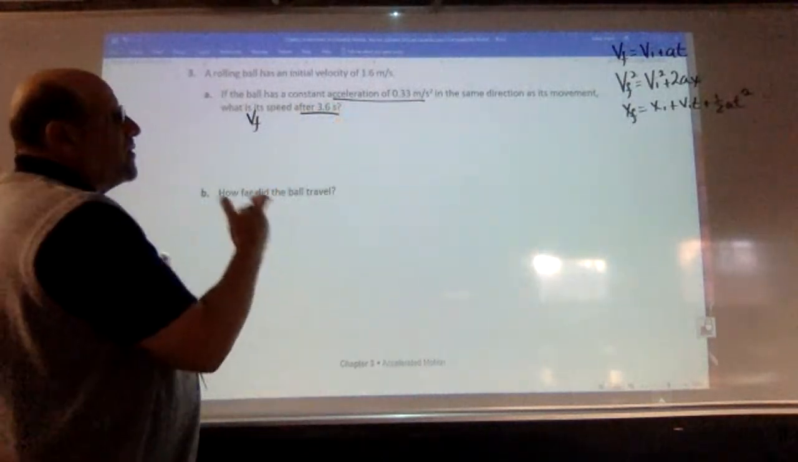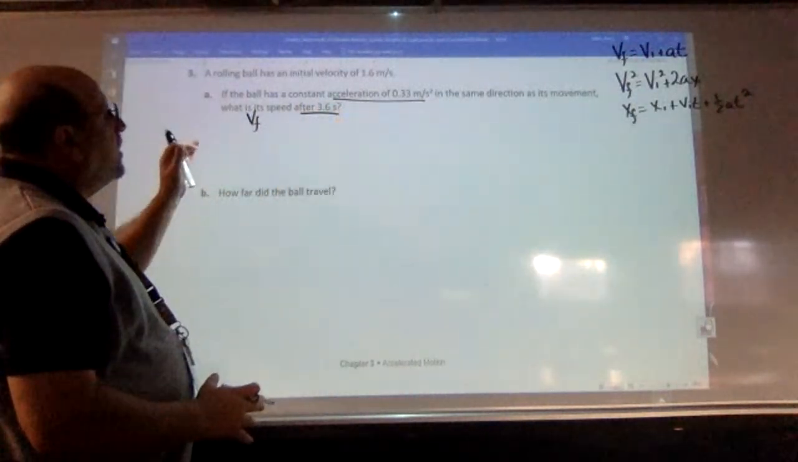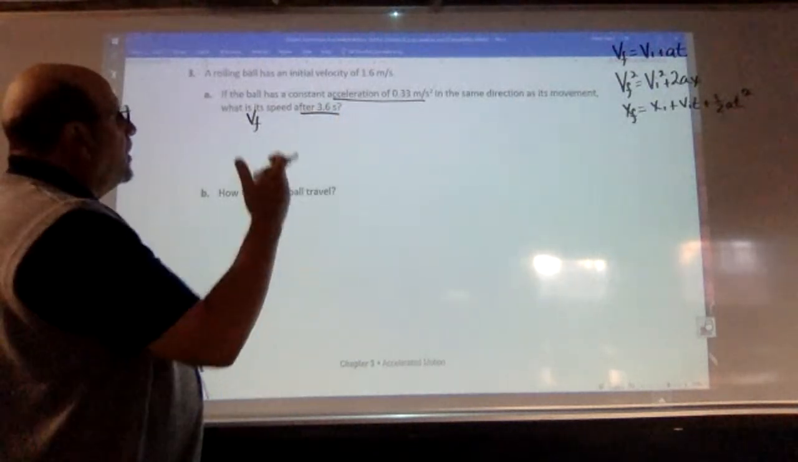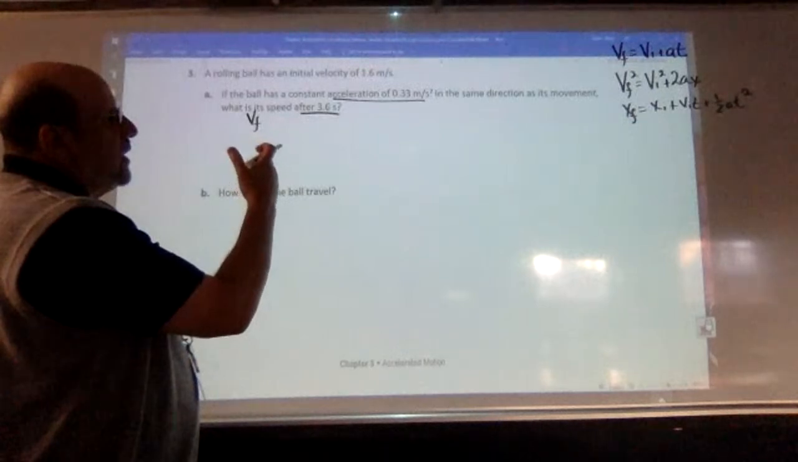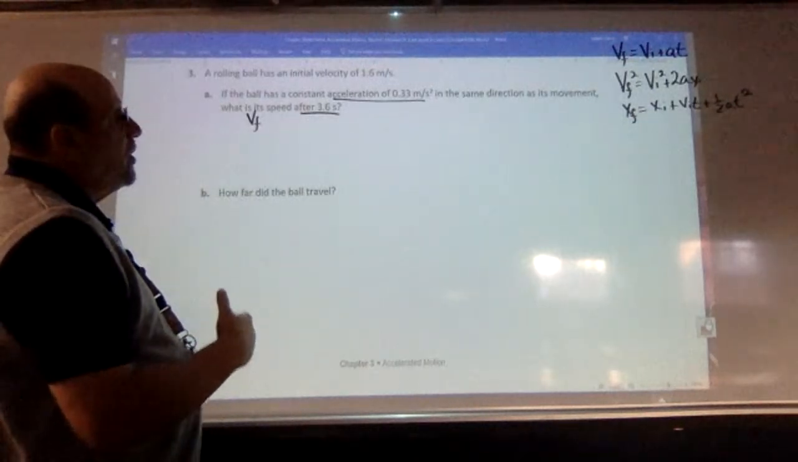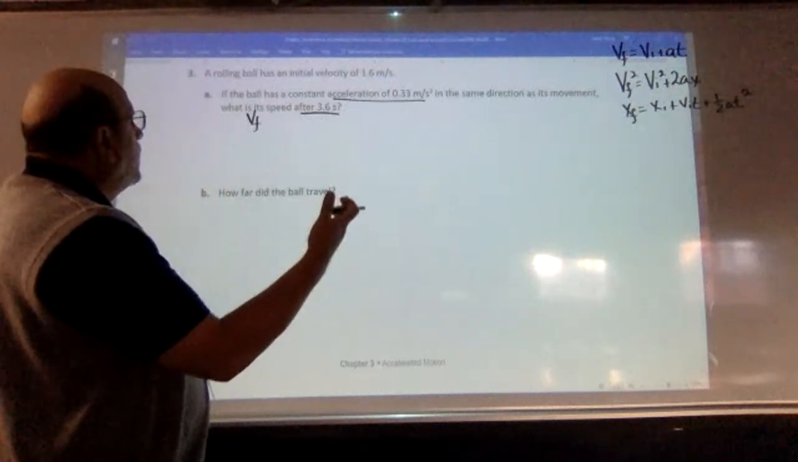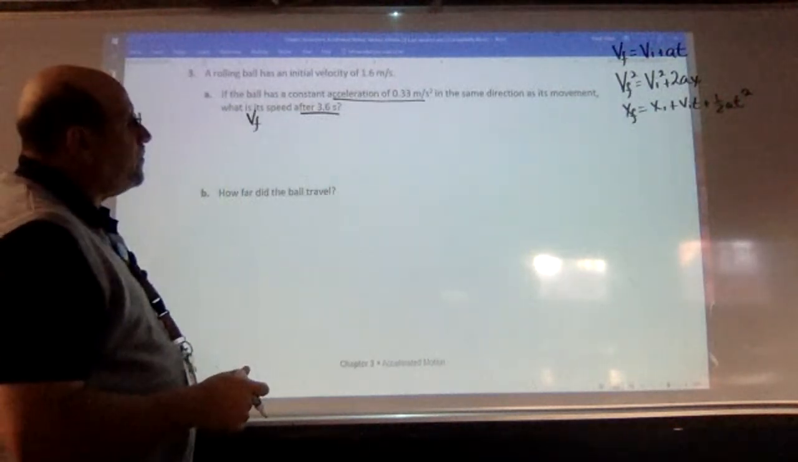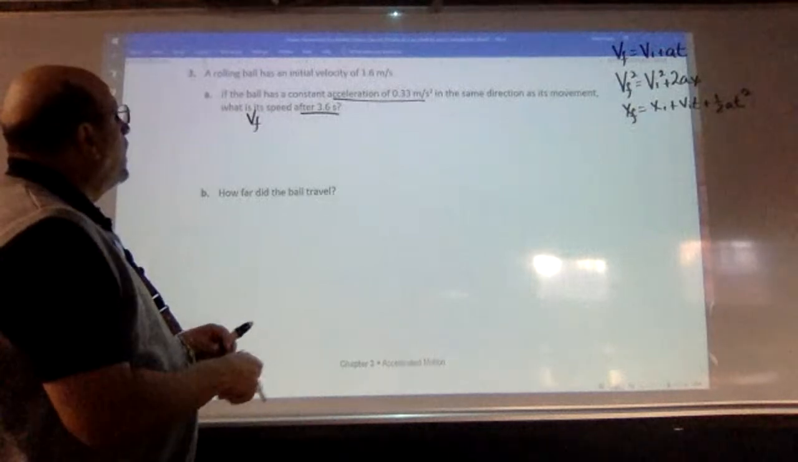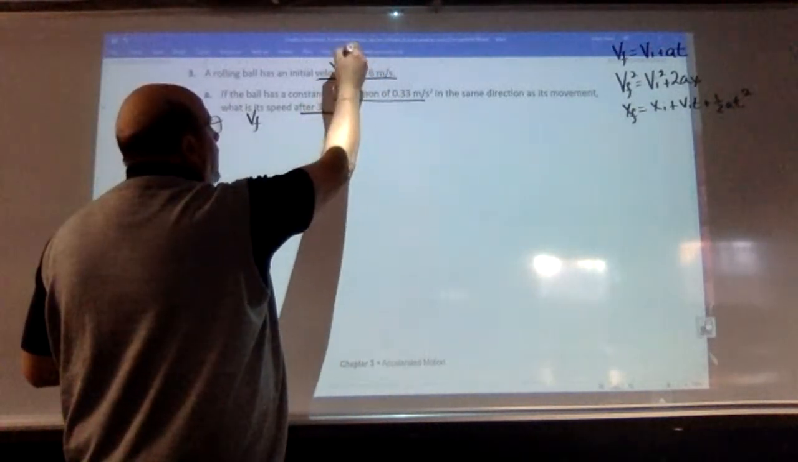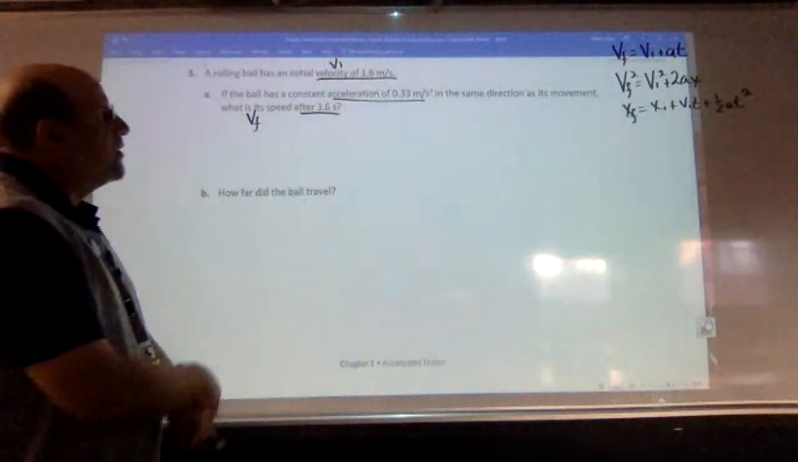So we have to find out what a final velocity is if we're only given acceleration and time, right? We're not given any distance. We're given an initial velocity, VI, up here, 1.6 meters a second.